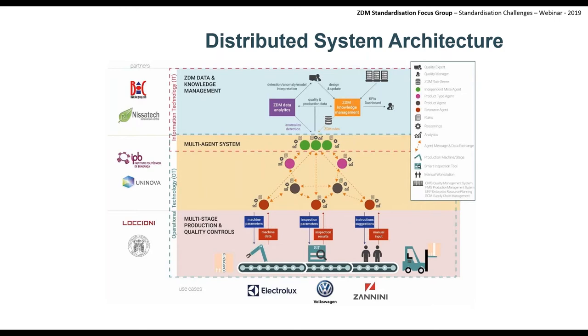These architectures have been, as I said, developed in the first part of the project and have been integrated and deployed in three real production lines of our three end users. In particular, Volkswagen Autoeuropa in Lisbon, Electrolux Professional in Pordenone, and Zannini in Poland, who is a company that makes batch production mechanical components. So the results of this deployment have impacted positively the production lines, and the objective of the project has been reached.